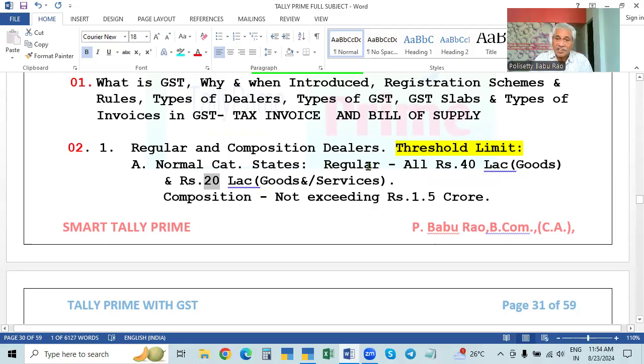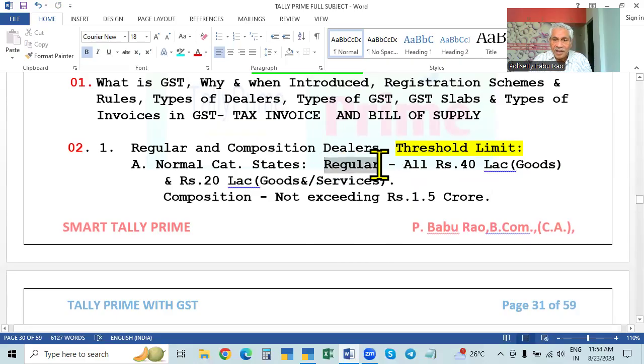But when you are getting the registration, there are two schemes in the registration. One is the regular scheme, another one is the composition scheme. These two schemes prescribe the maximum limit, that is, the maximum turnover. This is the minimum turnover, 40 lakhs, 20 lakhs. If the turnover is crossed, they have to get registration. In any case, in the registration, there are two schemes, and these schemes have a maximum limit.